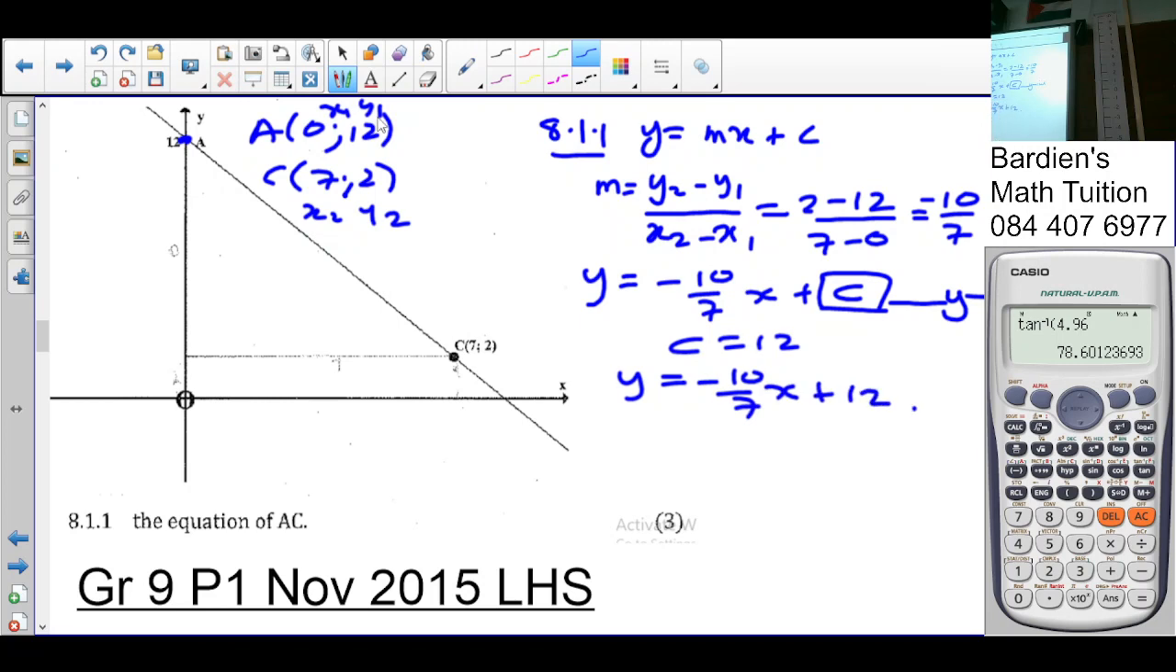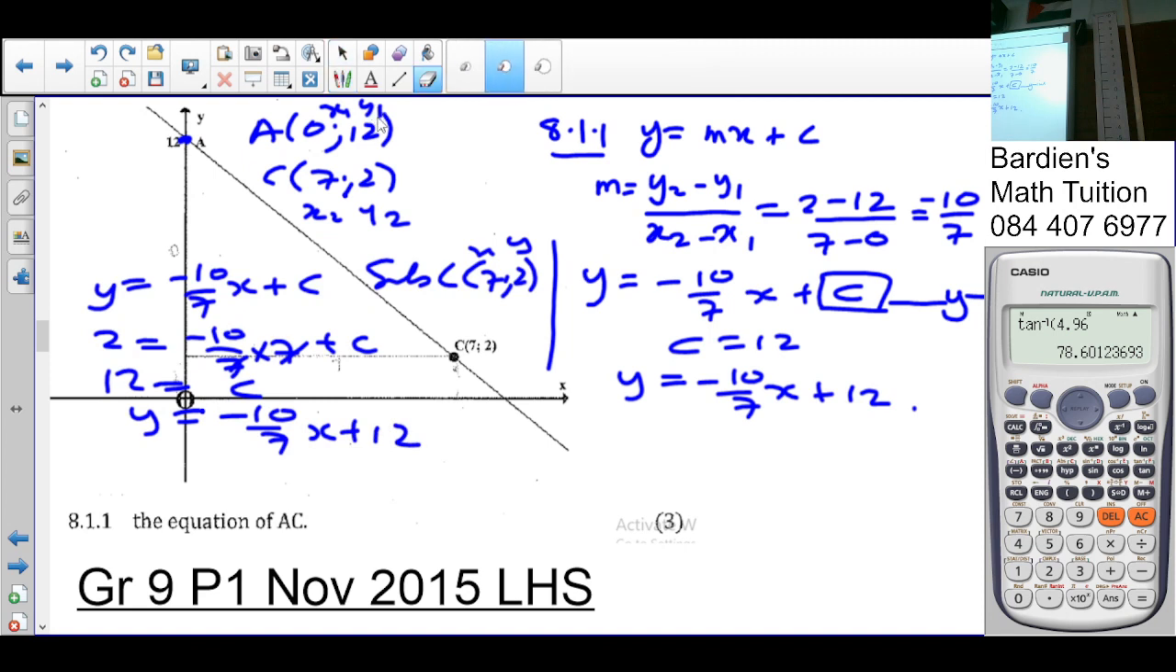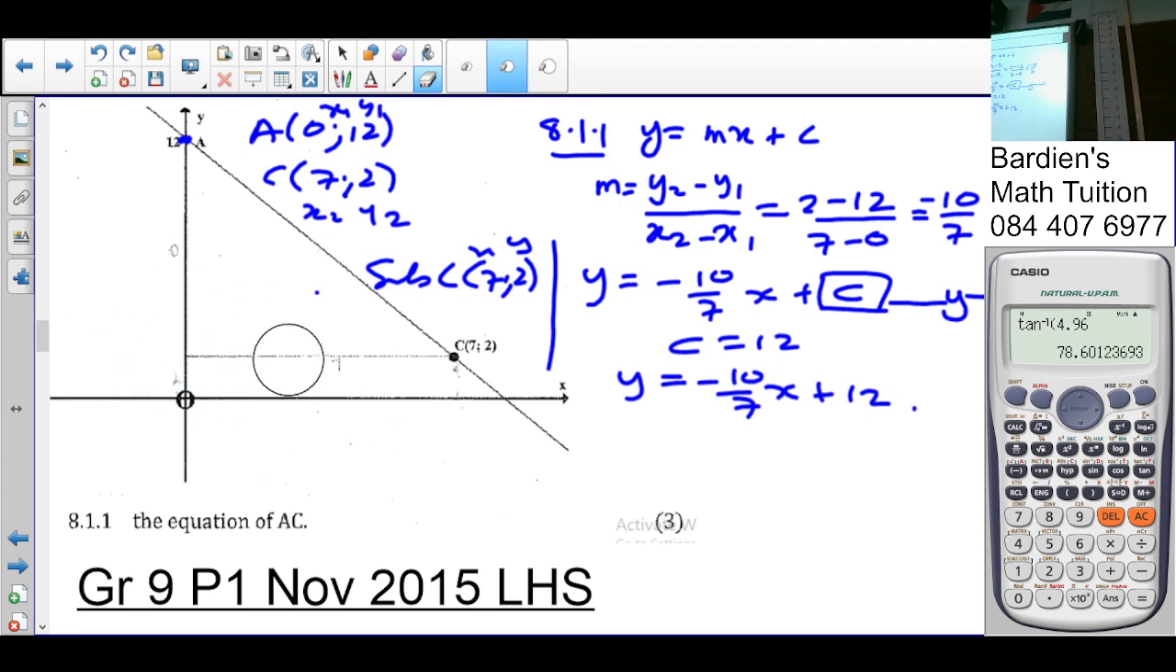Now say for instance you didn't know that. Then you would have y is equal to negative 10 over 7x plus c. You can substitute point A, which is (7; 2), which would give me an x and a y. So 2 is equal to negative 10 over 7 times 7 plus c. So that's negative 10, so c would have been 12 anyway. Can you see that? So either way you would have gotten the right answer, provided that the gradient was right, of course.